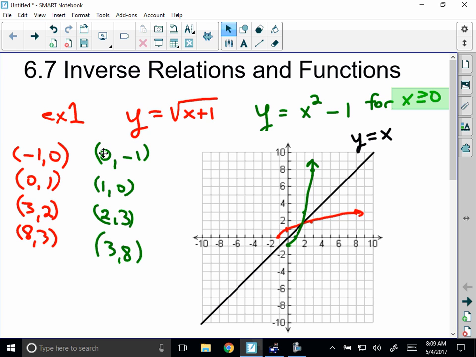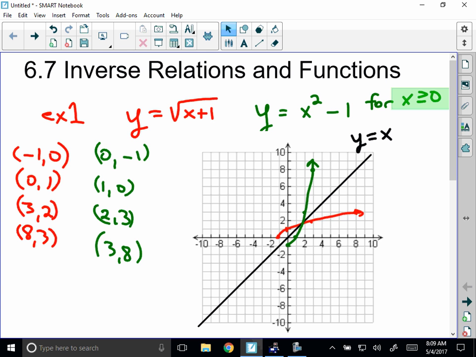Who can tell me something art related with respect to this line? How does the green function and the red function compare with respect to the line? What do we got? They're symmetrical with respect to that line. There's another word I'm looking for. They're reflections across, around, or about that line.